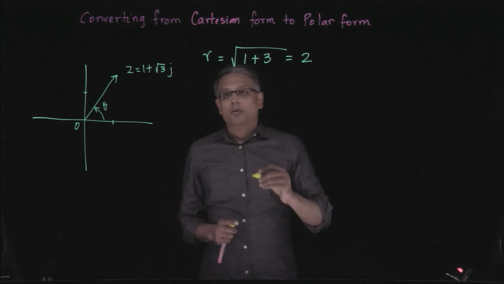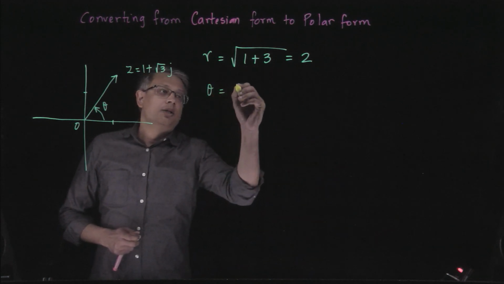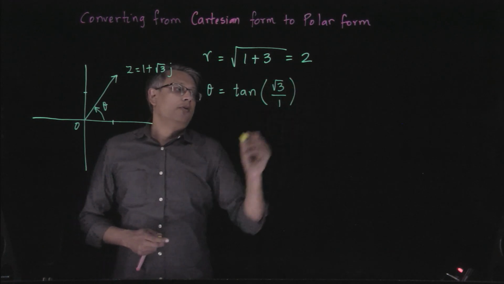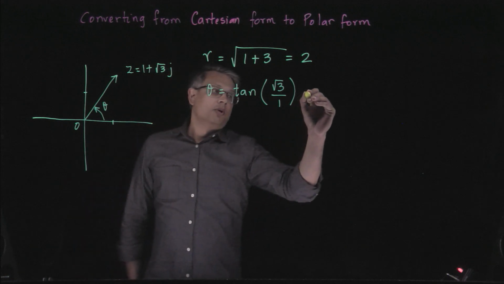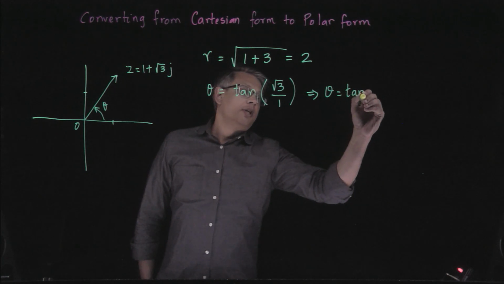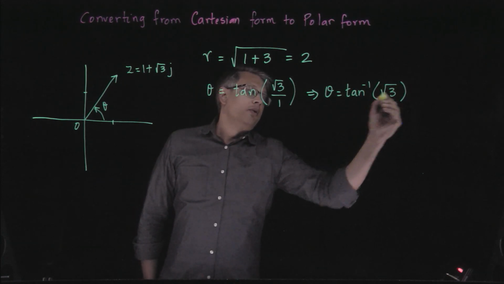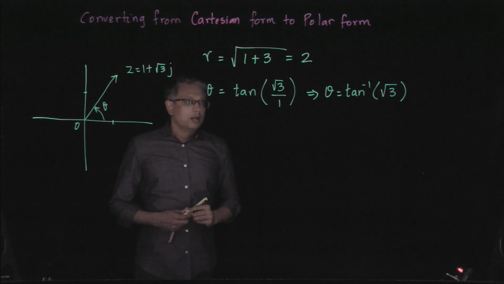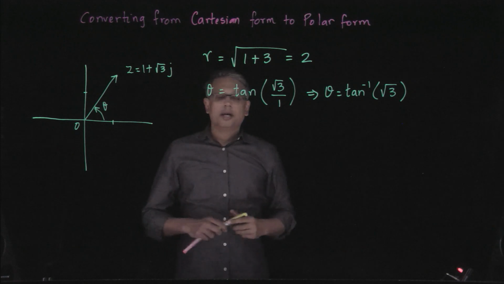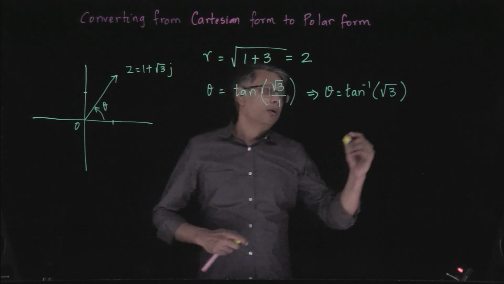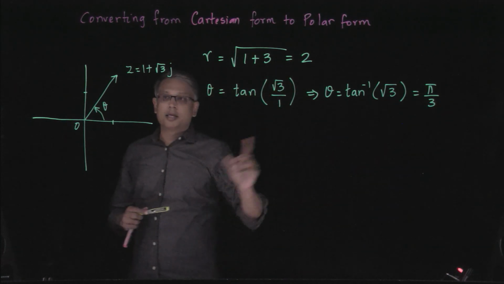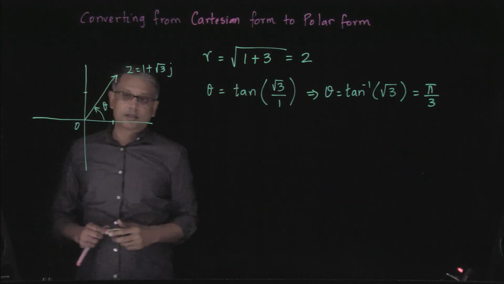theta, what we said was that theta should be tan of b over a, which is square root of 3 over 1. So this tells us that theta is the inverse tangent of square root of 3. So the inverse tangent of square root of 3, if you plug that into your calculator, you will get an answer which says it's 60 degrees or pi over 3. And indeed, that is the correct answer in this case because this angle is 60 degrees.